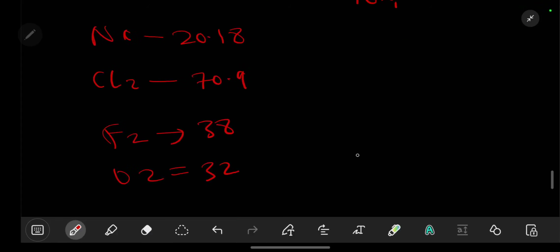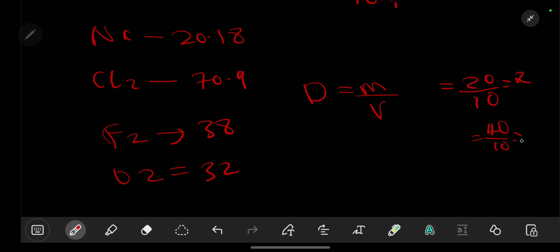So to find the greatest density, we know that density is equal to mass over volume. The one that has the greatest mass has the greatest density, because let's say the volume is the same, if we have 20 over 10, this is just an example, the answer will be 2. So if the mass is 40, maintaining the volume, as long as the mass is greater, it will form the greatest density.